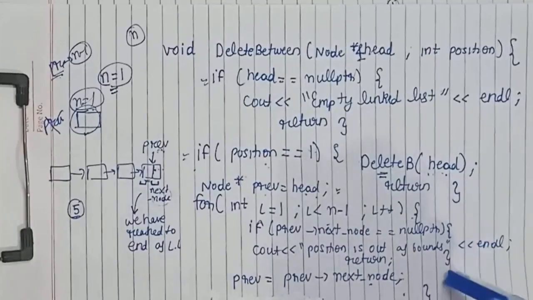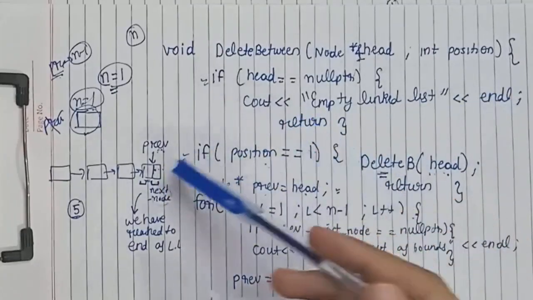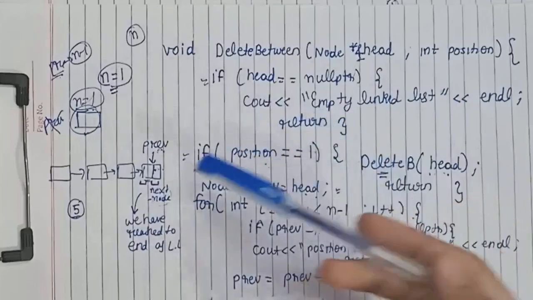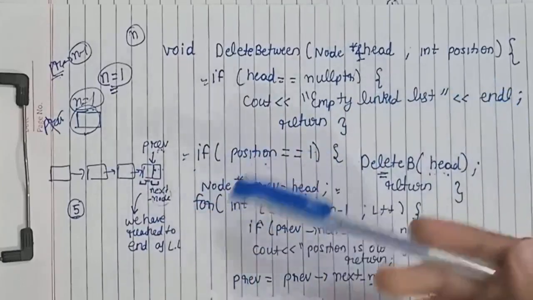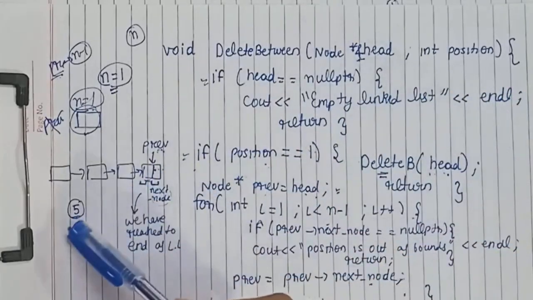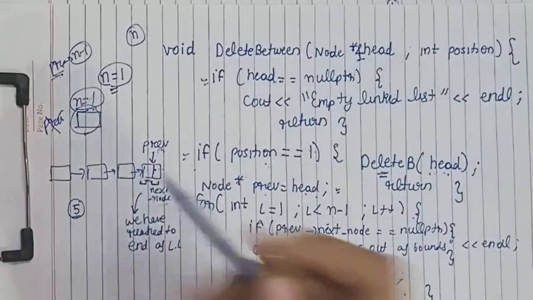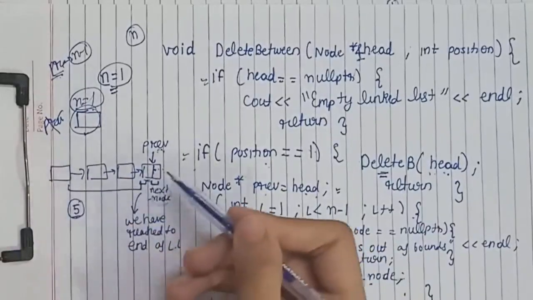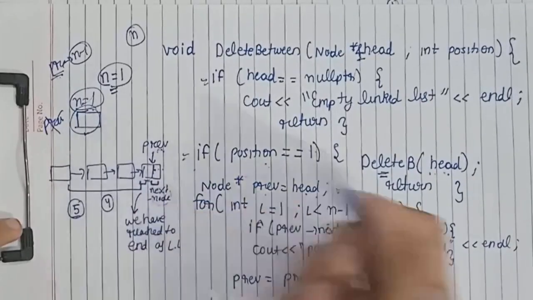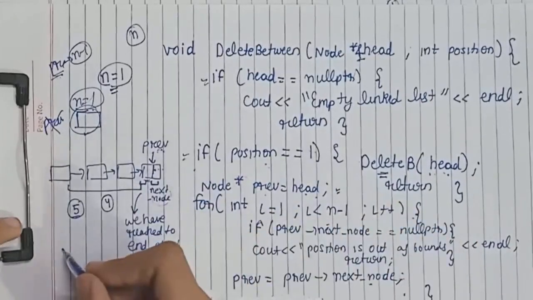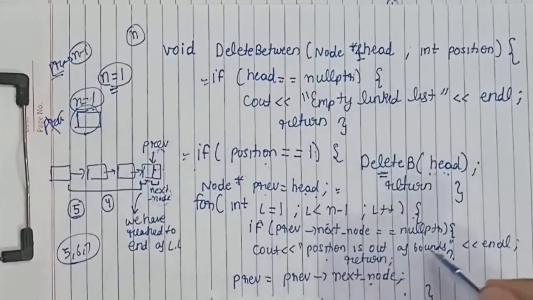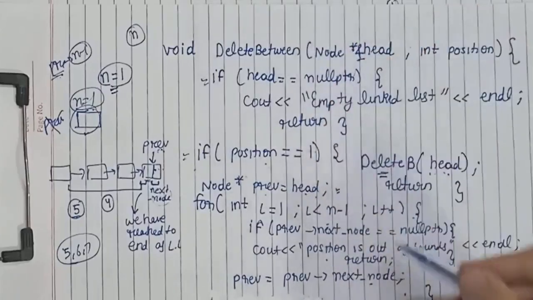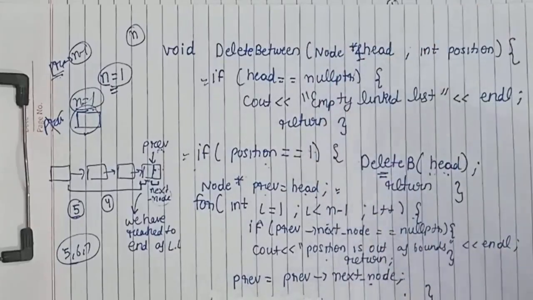This condition is itself ensuring that if the position given by the user is out of bound, that is, that position doesn't exist in the linked list. Like if the position given is greater than 4 in this particular case, as we have seen, the length of the linked list is 4. If the user gives any position greater than 4, that is 5, 6 or 7, then we need to print that position is out of bound, and we need to return from this function, since deletion can't be performed. Now I hope that this is clear to you.